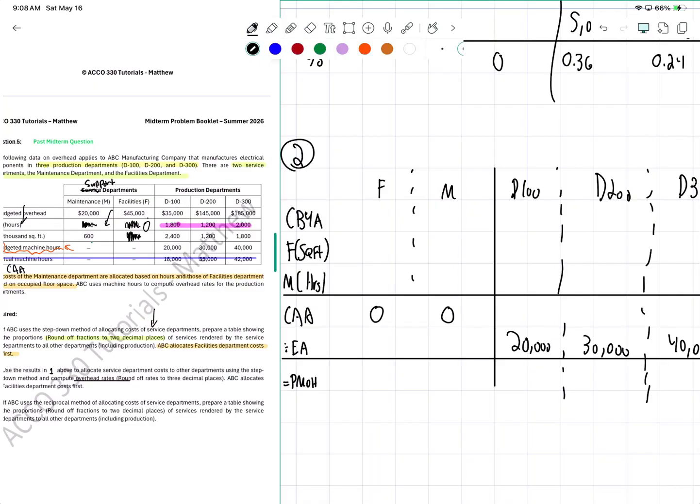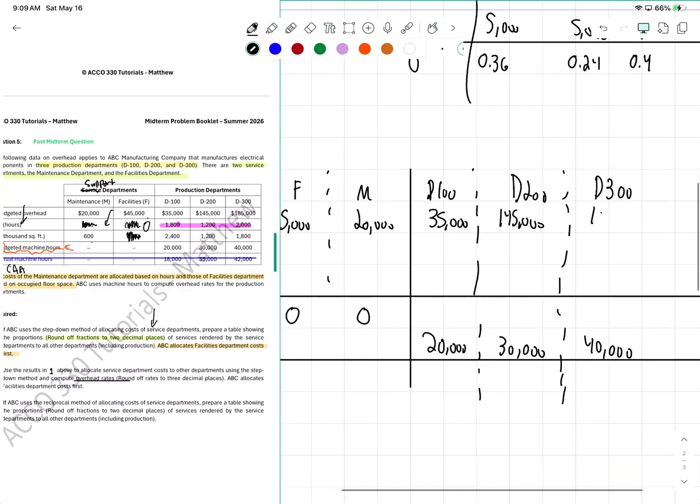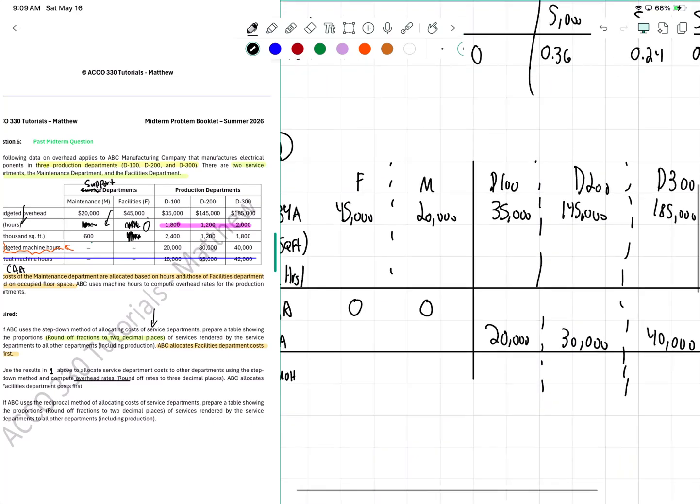So first off, let's put the cost before allocation. For facilities, maintenance is 20. D100 is 35. D200 is 145. D300 is 185. And we're good to go.